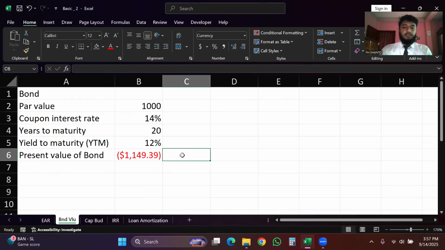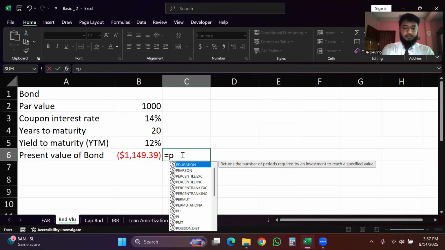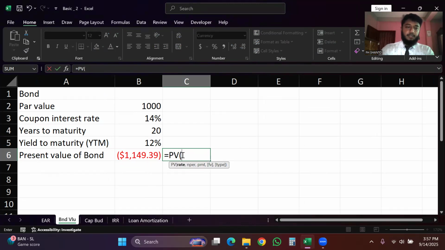Here is the bond calculation. For bond calculation, we calculate the bond by present value. Here is the rate. The first hint is rate, the yield to maturity, that is 12%. Then comma, then nper. Here is the year. Then comma, payment option. For payment, because there is no payment option, we have to make some difference here.